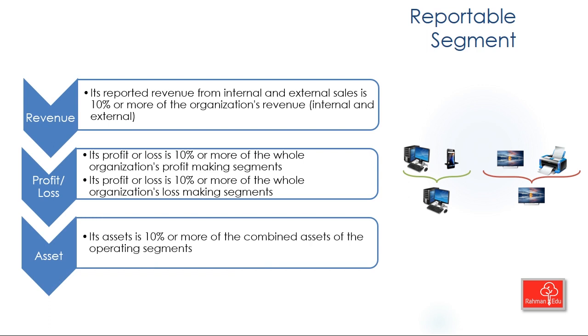Then the decision based on assets. If the asset of a segment is 10% or more of the total organization's assets, this is significant again. This will become a reportable segment. Okay, understandable?